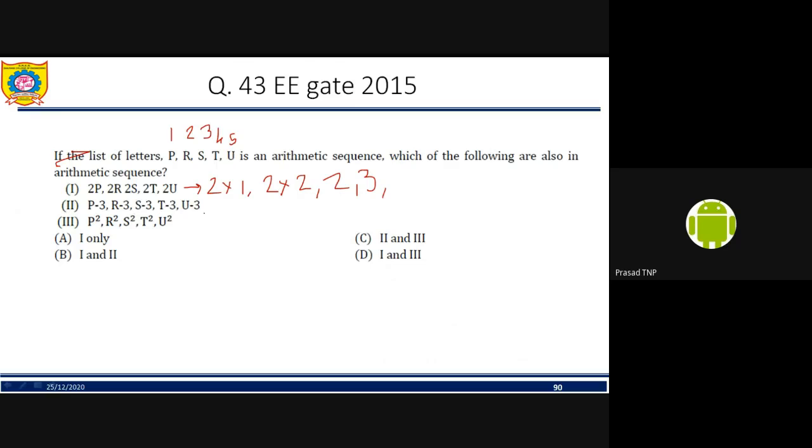Then P minus 3. If P is 1, then P minus 3 is minus 2, then R minus 3 is minus 1, then S minus 3 is 0. So this is also an arithmetic sequence. But option 3 is the square: P square, R square, S square. This is a power, right? So this will not come in a sequence. Remember, option 1 and 2 are in arithmetic sequence.